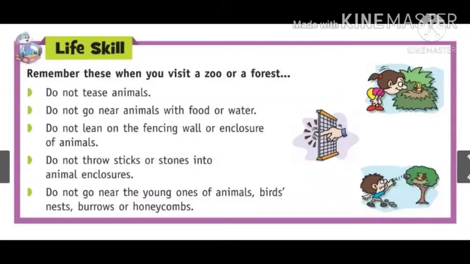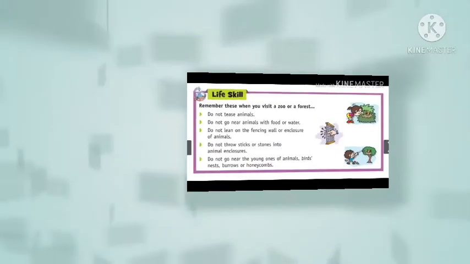Now let us know about the things we have to remember when we visit a zoo. We should not tease animals. We should not go near animals with food or water. We should not lean on the fencing wall or enclosure of animals. We should not throw sticks or stones into animal enclosures. We should not go near the young ones of animals, birds, nests, burrows or honey. These are the things we have to keep in our mind.